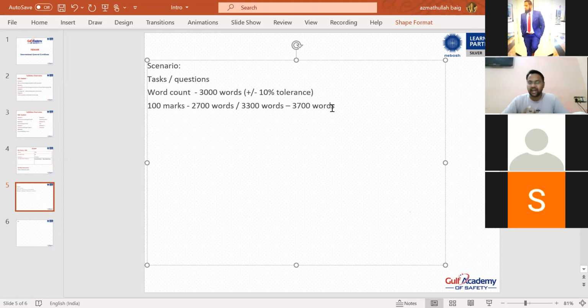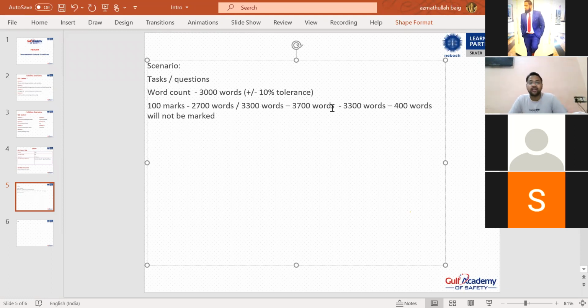So what will happen in this case? NIBOSH will only correct until 3,300 words. The remaining 400 words will not be marked. The extra words that you are writing, apart from 3,300 words, will not be marked or corrected. Clear? Okay, sir.